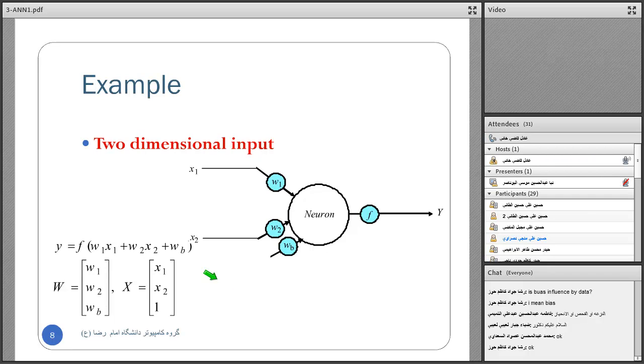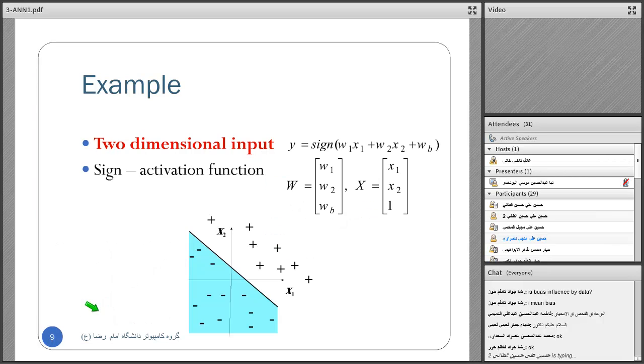This is an example of a neural network with one computation unit. This is a perceptron. Here we have two inputs, x1 and x2. These are the weights, w1, w2, and this is the bias, wb, and the input is 1. This is the learning model, y equals f of w1 x1 plus w2 x2 plus wb. These are the weights, w1, w2, wb.